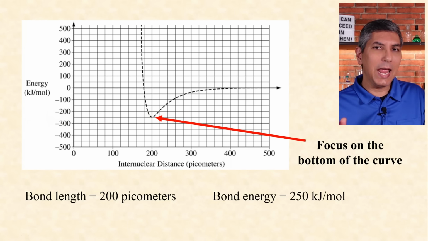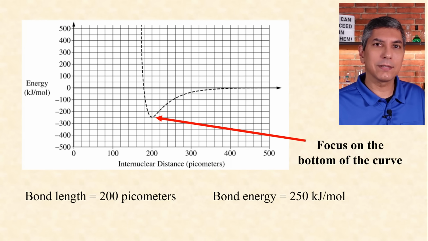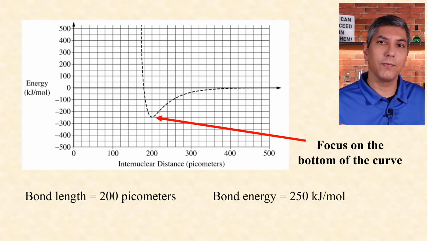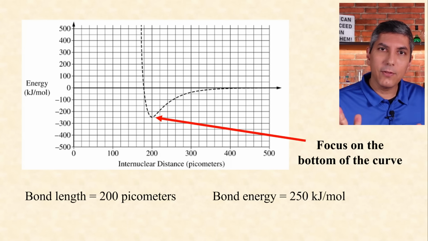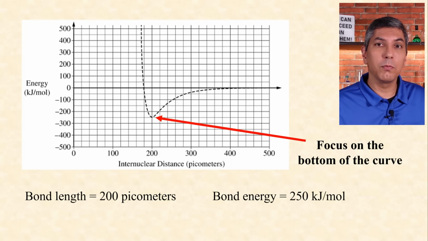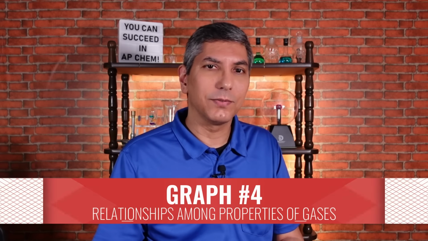The value is negative here on the y-axis of the graph, but that's because forming a bond always releases energy, which is why it's negative. However, bond energy is the energy it takes to break the bond, which is why bond energy will always be a positive number. Graph number 4, relationships among properties of gases.